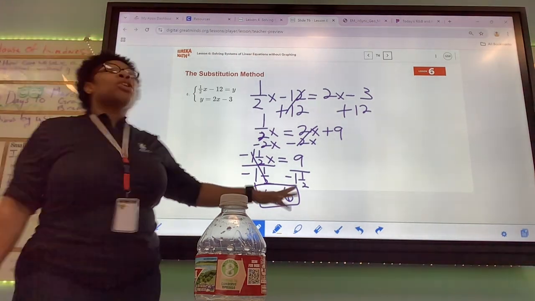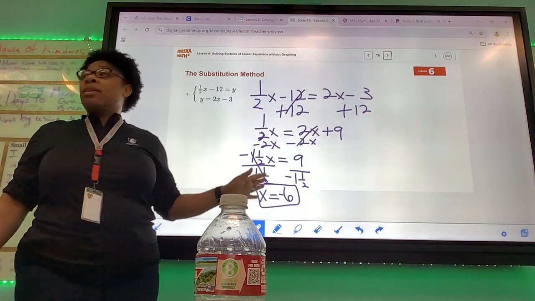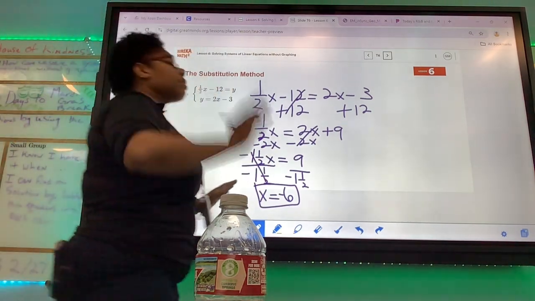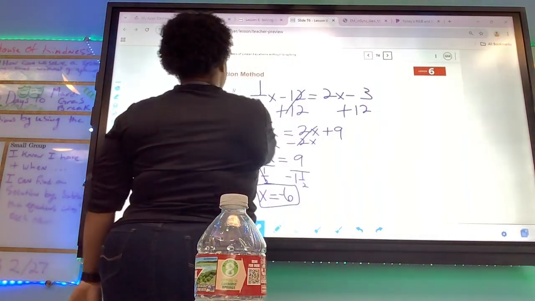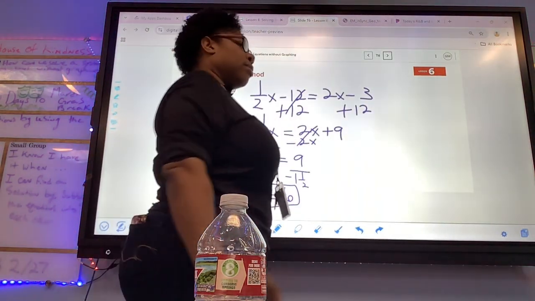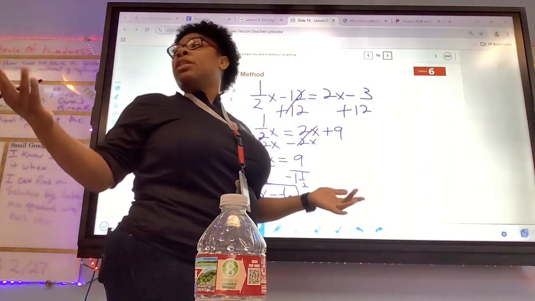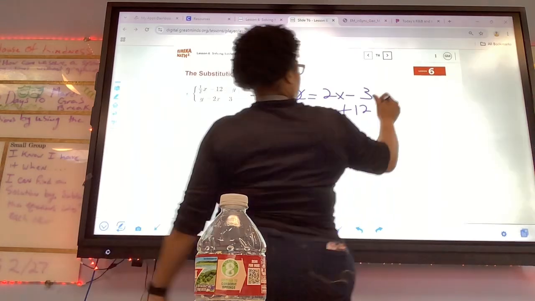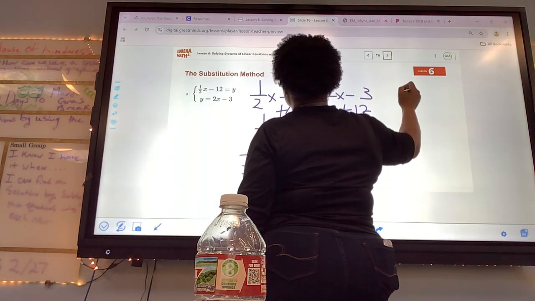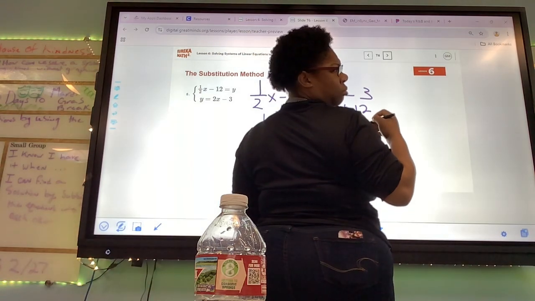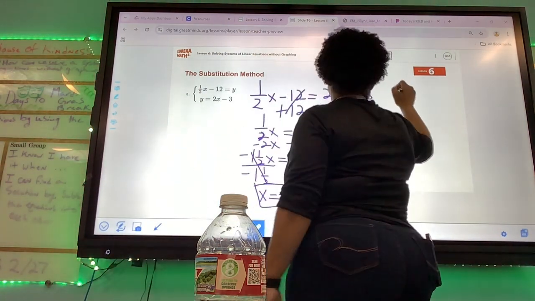Anyway, now that we have x equal to negative 6, what do I have to do with that? Plug in or substitute the x for y. Whoever said it. So which equation am I going to use? The first one. Y'all could have used the second one, either way. Use the second one, it's easy. Which equation do you want me to use? The bottom one.